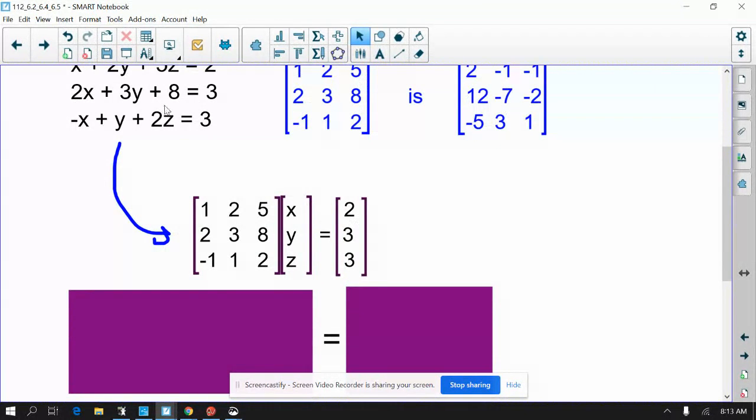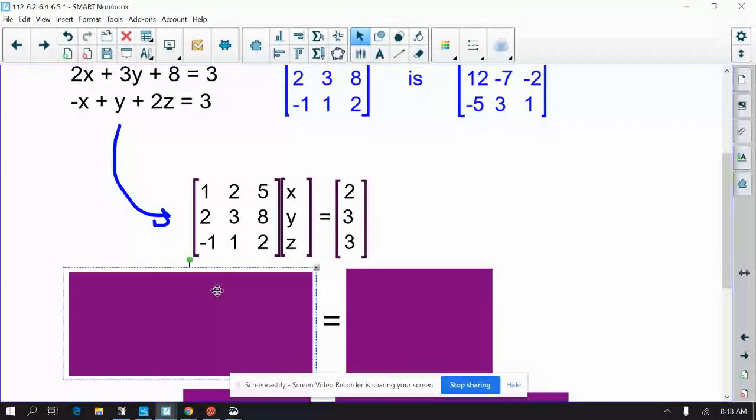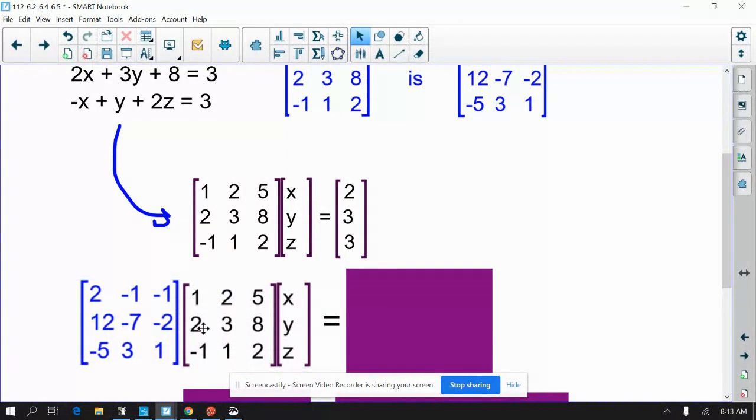I've written this system as a matrix equation. Now I need to use inverses. I really want to divide by this matrix, but I can't. So I multiply by its inverse, and they told me this matrix's inverse is this. So I multiply it on the left. That's my only option here. That's the only way I can have the inverse touch this matrix.